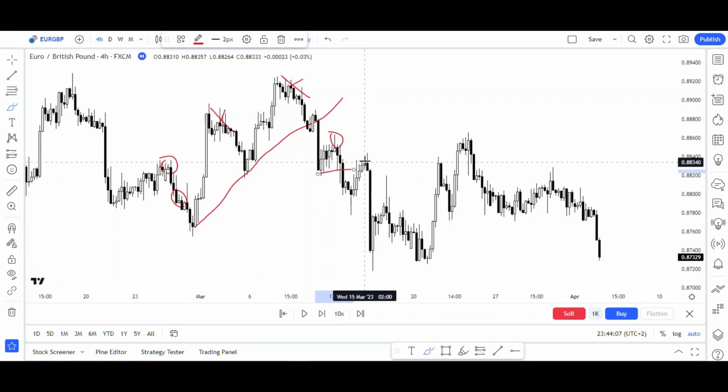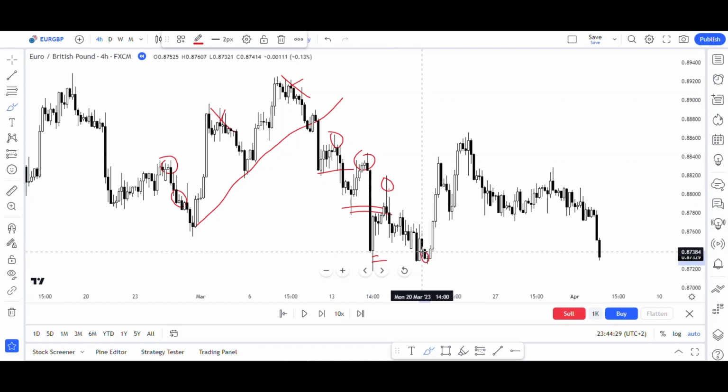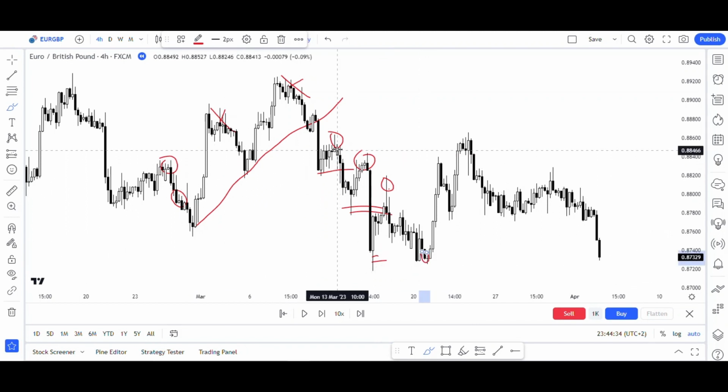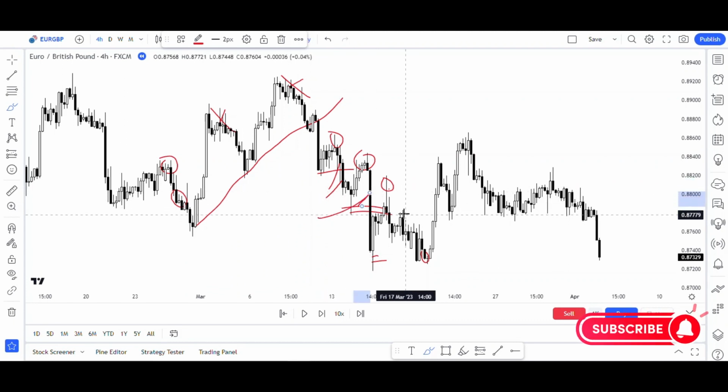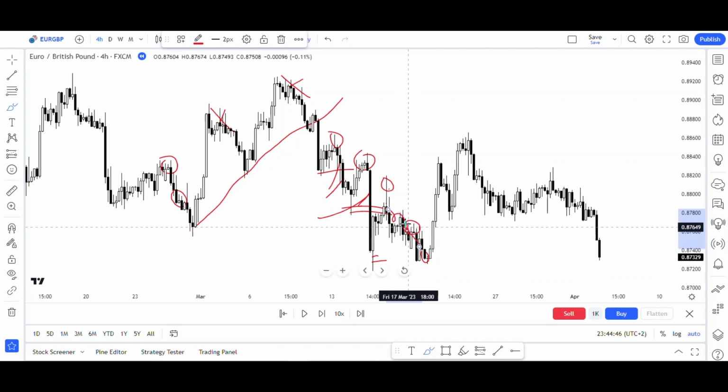Then we have another peak here, as you can see, and this peak as well actually broke the structure. Can you see that? And this peak here couldn't break the structure, it made a double bottom here. But see this move here, that was a strong move, and all these moves here were corrective, small candles, not so strong.